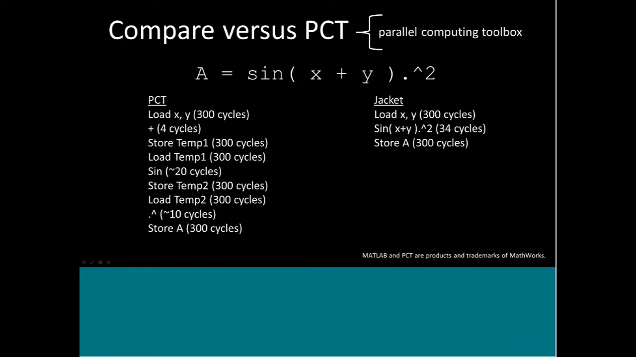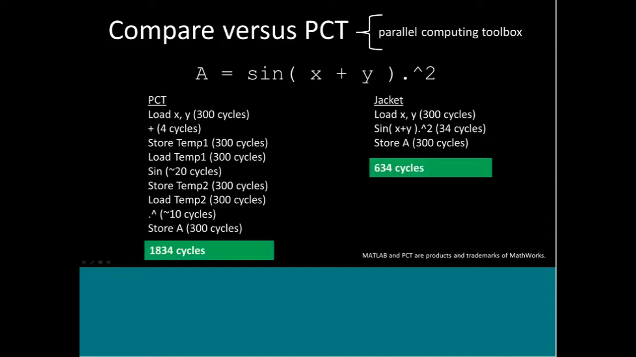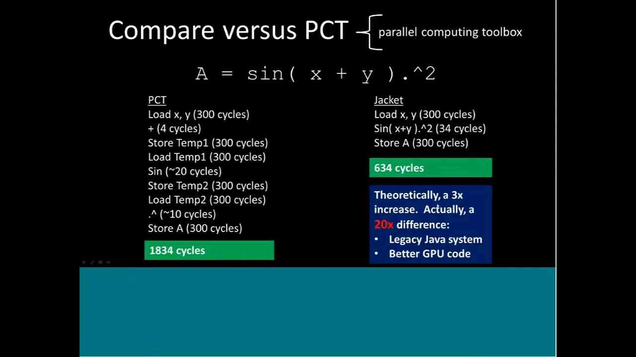If you look at the way PCT does things versus the way Jacket does things, PCT is going to do work for the sign and then a plus and then a power all separately, whereas in Jacket they're all done together, relieving ourselves of this 300 cycle penalty over and over again as you execute commands. As you can see, there's 634 cycles for Jacket versus 1,834 cycles for PCT, so we're well ahead of the game there. Theoretically, this is a 3x increase, but actually it's a 20x difference because PCT runs in a legacy Java system, and we just have better GPU code for Jacket.